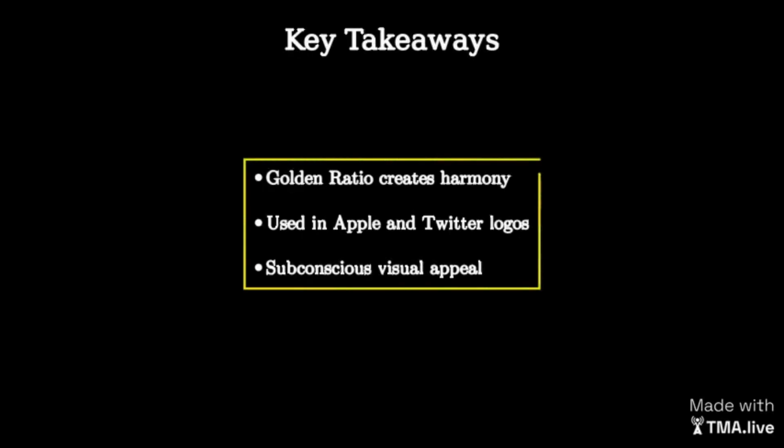In conclusion, the golden ratio is a powerful design tool that creates subconscious visual appeal and harmony. Companies like Apple and Twitter utilize this ratio in their logos to create designs that are not only aesthetically pleasing, but also feel naturally balanced and appealing.